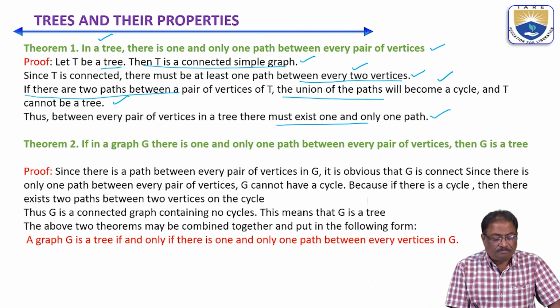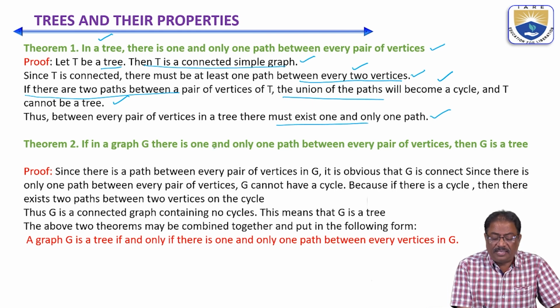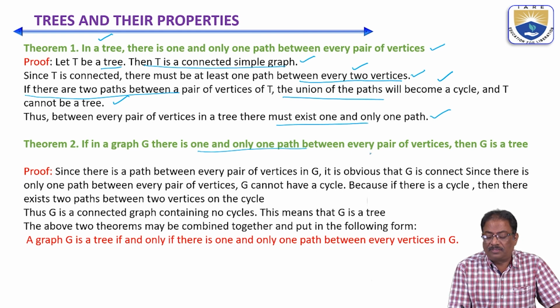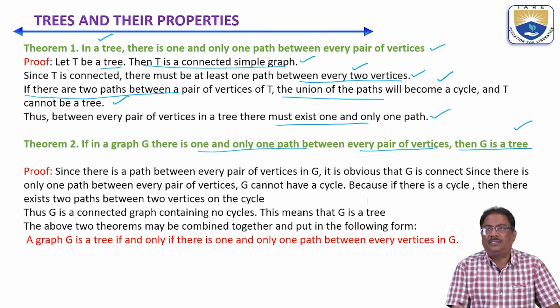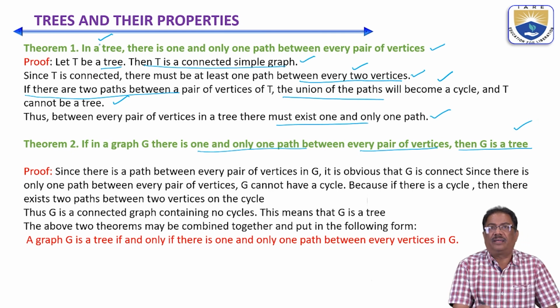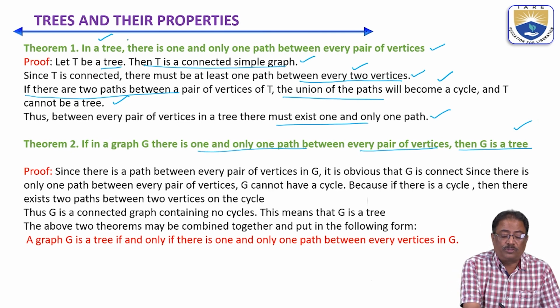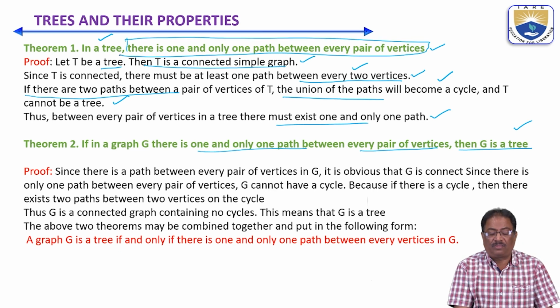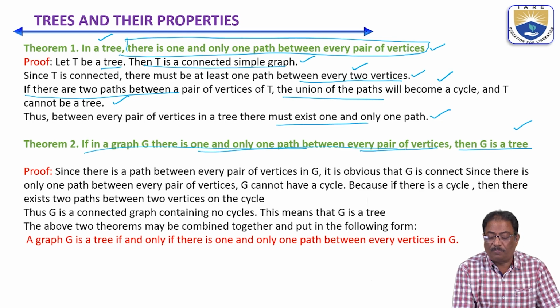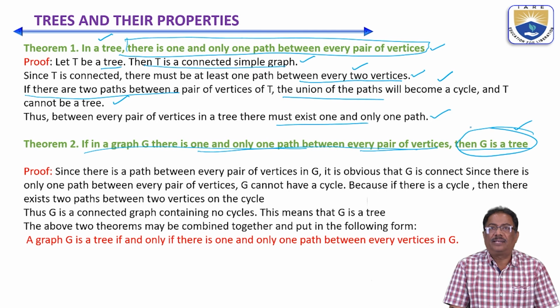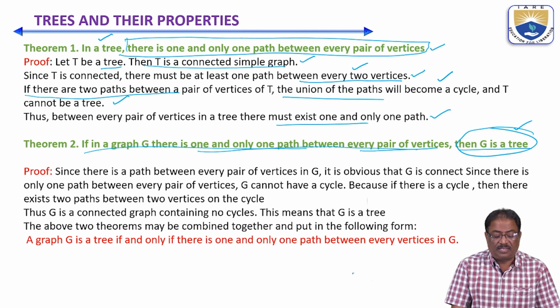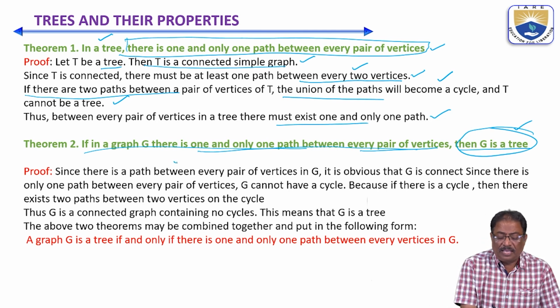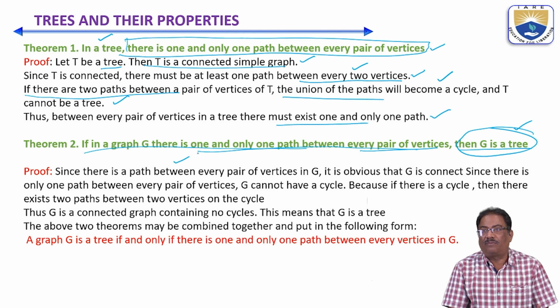And the second one: in a graph G, if there is one and only one path between every pair of vertices, then it is a tree. So here it is the opposite. In theorem 1 a tree is given, and we prove this. Next, conversely, one path is given between every pair of vertices, and now we have to prove that it is a tree.